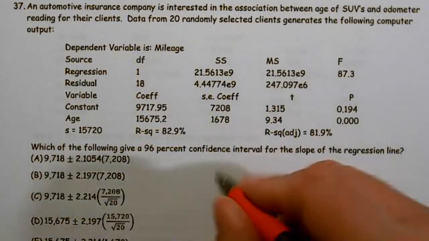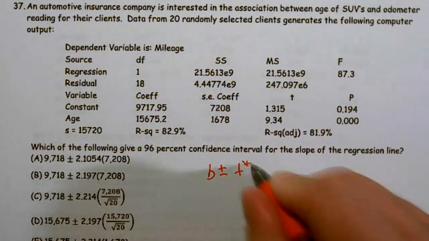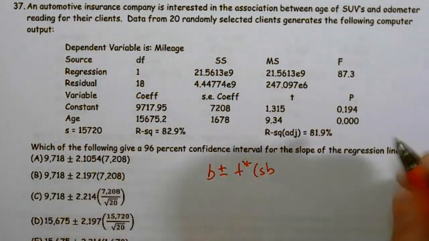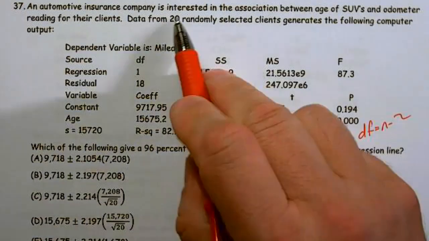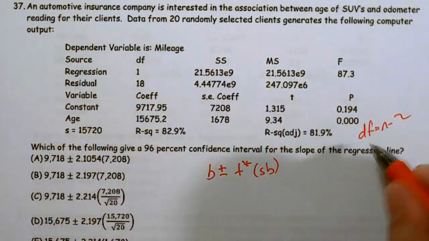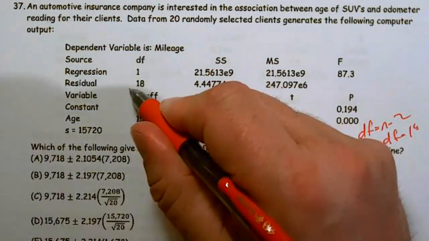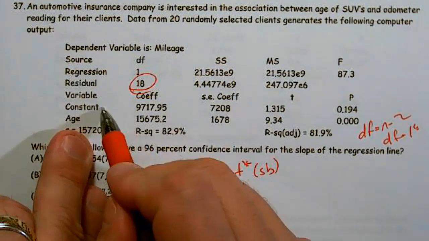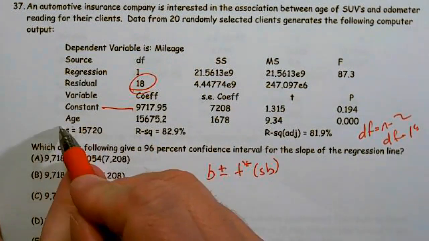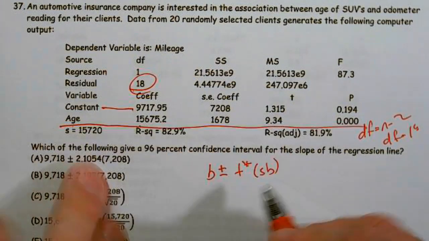The slope of the regression line is going to be plus or minus t star times SB. And remember, we need to know degrees of freedom is n minus 2. In this case, 20 minus 2, so degrees of freedom are 18, which is the same thing that shows up here in our residuals. Our constant, our y-intercept, is here. That's not what we're looking for. We're looking for the thing below it. So this is my slope.